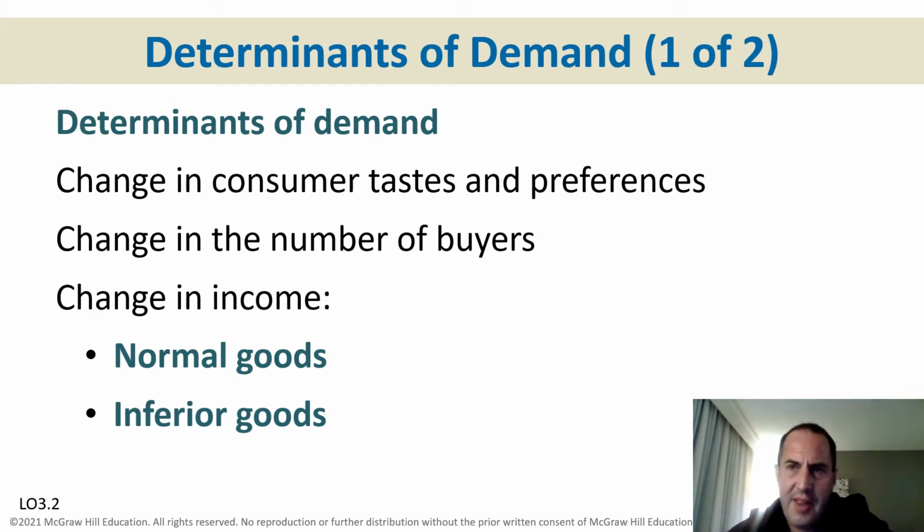But what's the opposite of that? Maybe ramen noodles, right? There's an inverse relationship between ramen noodles and your income. The more money you make, the less ramen you eat.